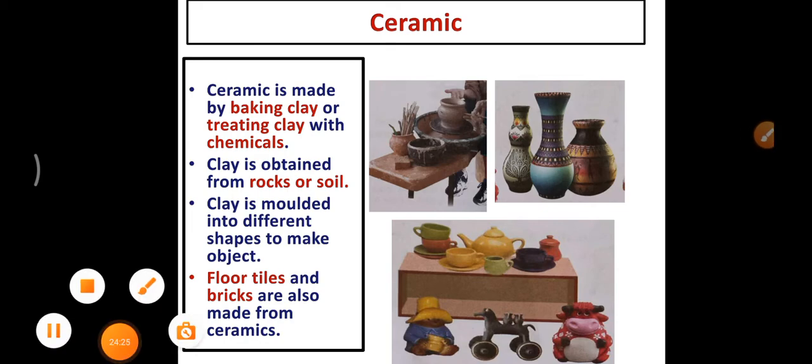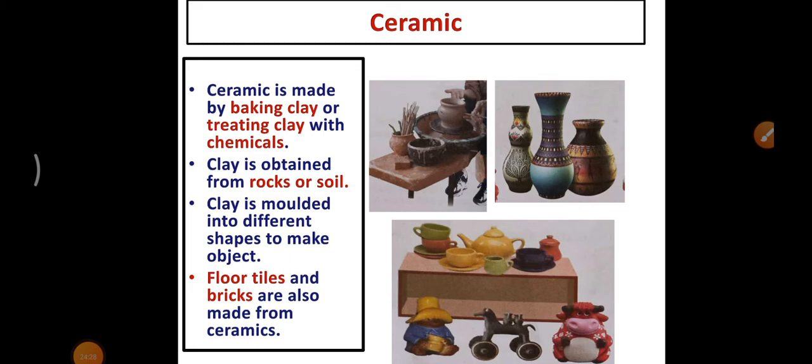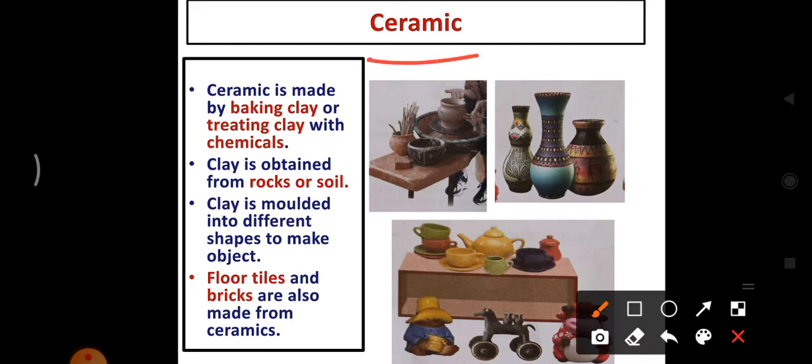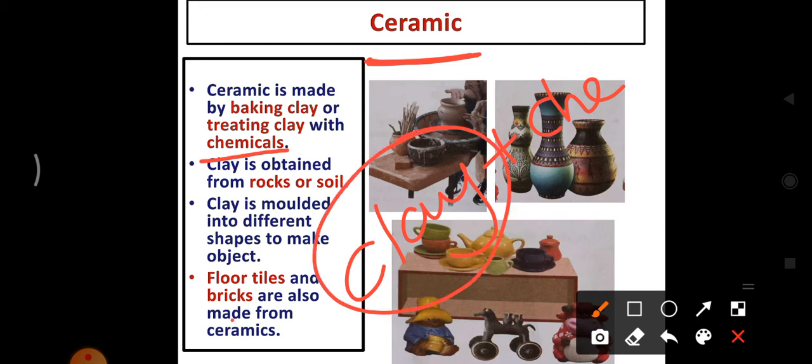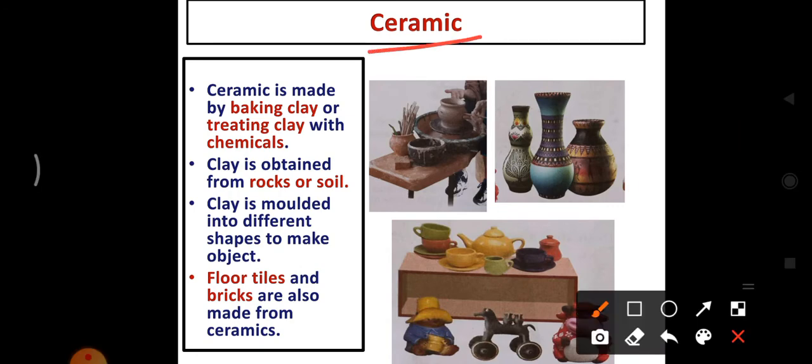The next material is ceramic. What is that? Ceramic is made by baking clay or treating clay with chemicals. When clay is mixed with the chemical, we get ceramic. So where do we get this clay? This clay is obtained from rock or soil. So ceramic is nothing but clay plus chemical.